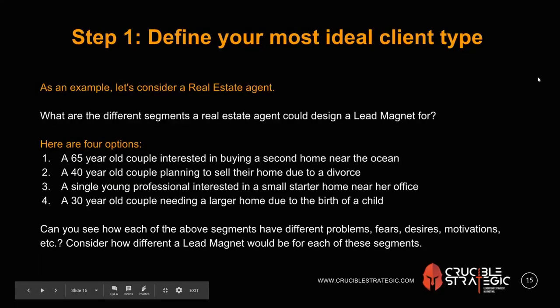All right, so step 1, define your most ideal client. As an example, let's consider a real estate agent. What are the different segments that a real estate agent could design a lead magnet for? Here are 4 options. Option number 1, a 65-year-old couple that's interested in buying a second home near the ocean. Okay, you would market to them one way. Number 2, a 40-year-old couple planning to sell their home due to a divorce.